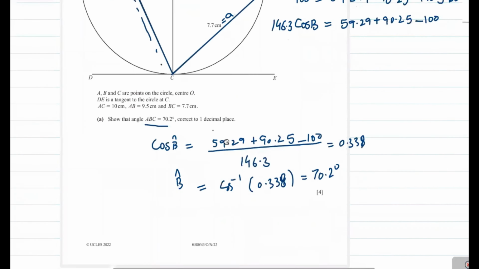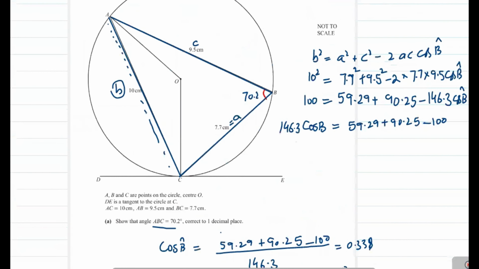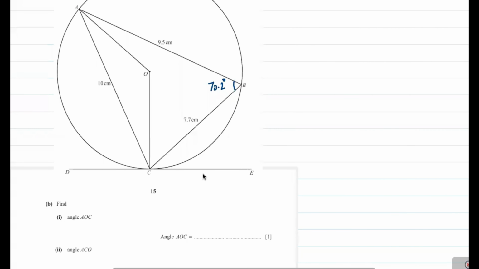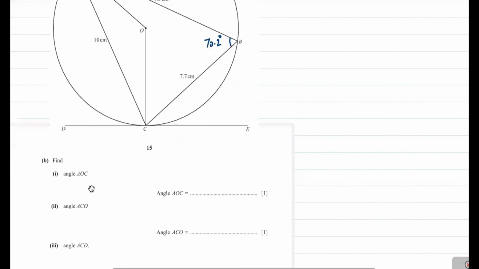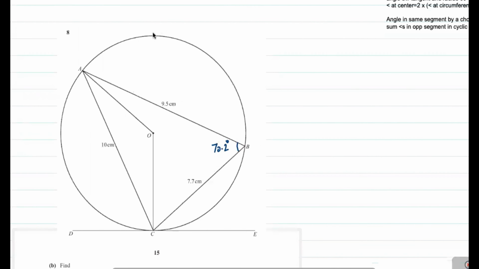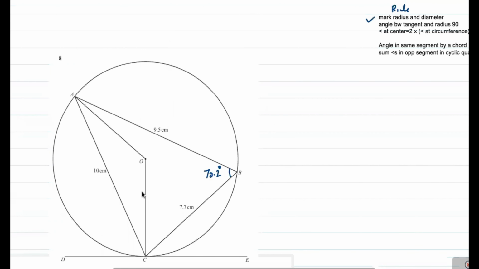Now we move to the next question and the next part of this question. You can see here, 8, part B: find angle AOC, angle ACO, angle ACD. To find these angles, firstly we use the sum rule. It will be very helpful to find the angles.